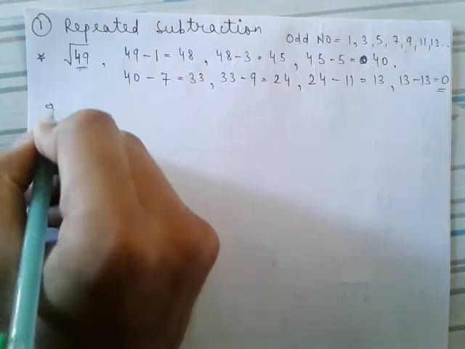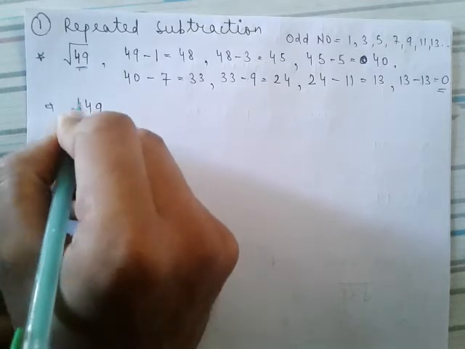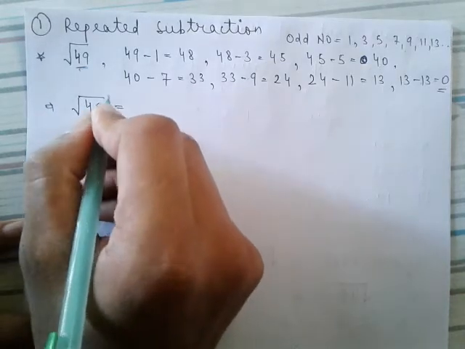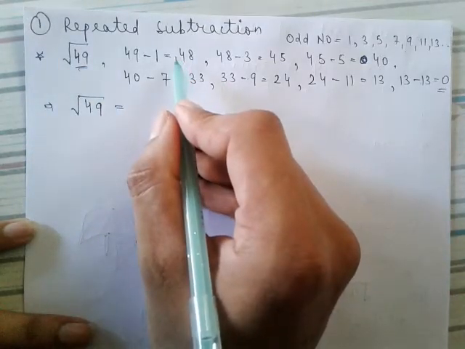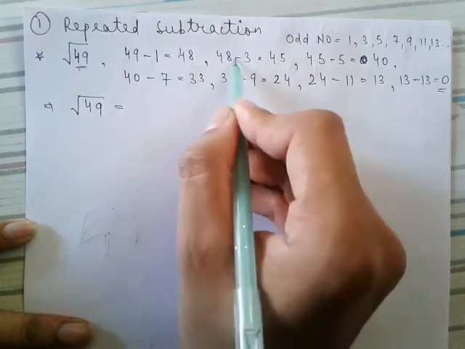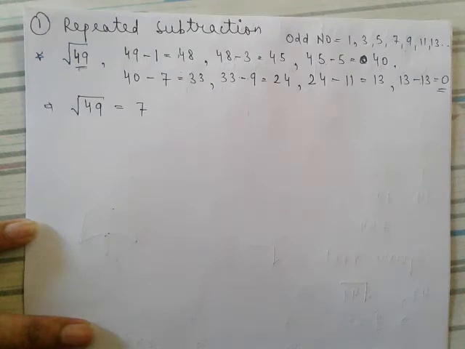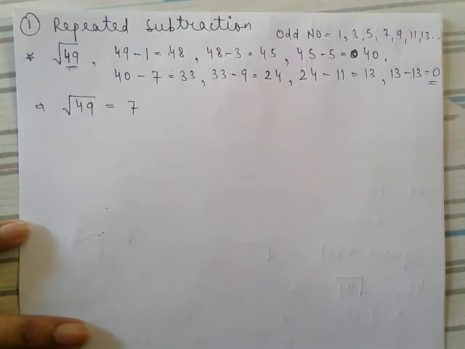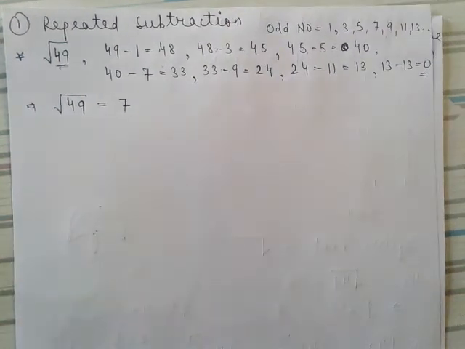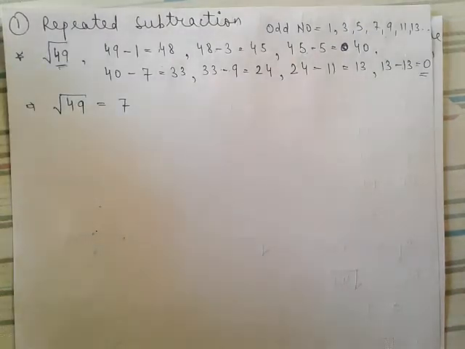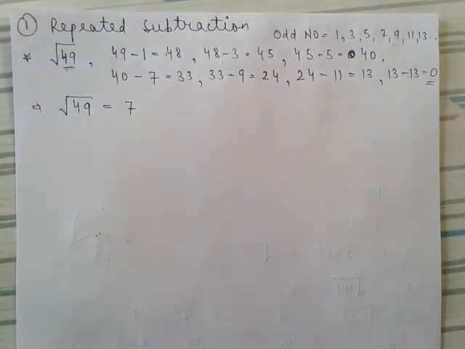Okay, that means now the square root of 49 is equal to the number of subtractions. How many subtractions have you performed? 1 2 3 4 5 6 7, so that means the square root of 49 is equal to 7. Okay, so this is the repeated subtraction method. Okay, so on the basis of this method, we have question number 1 of exercise 3.2.